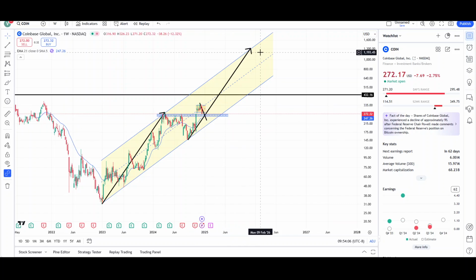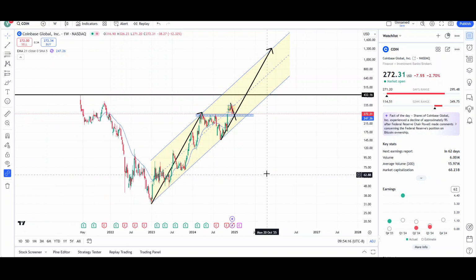Then this is still bullish long term for a measure move target being reached of about the $1,300 level sometime towards the end of next year. So Coinbase, we'll see what happens, but I think this is just going to be short term. So all I have for Coinbase Global on the daily and weekly charts.